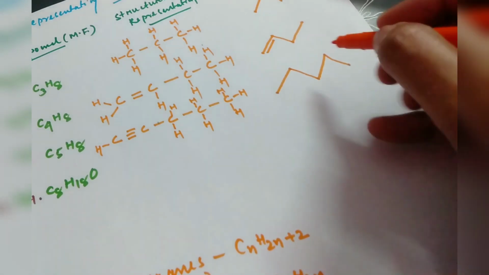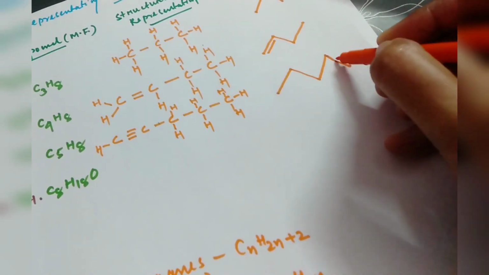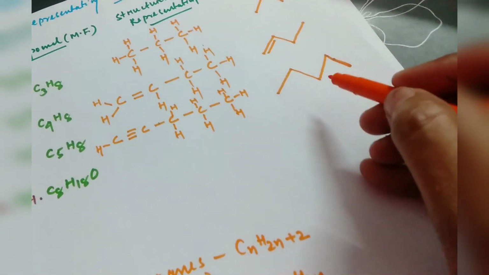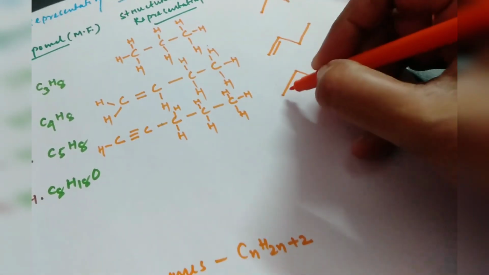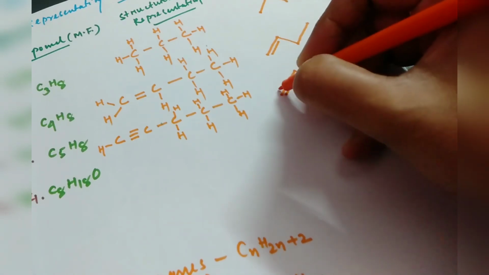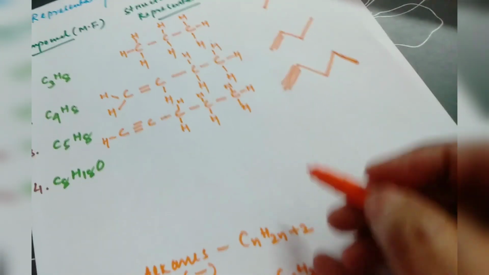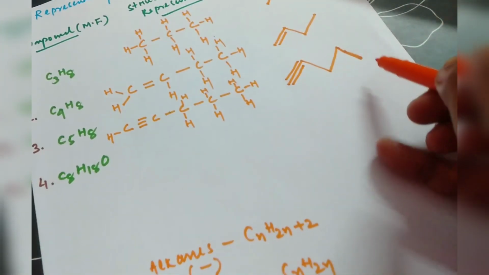Okay, now here, 5. So that means between the first and second carbon atom there is a triple bond. This one is the triple bond. Okay, triple bond. So this is the bond line notation: 1, 2, 3, 4, 5.